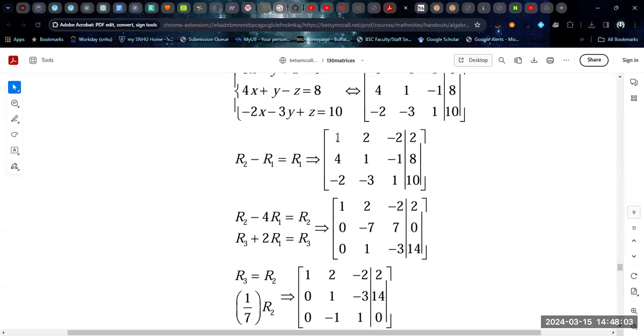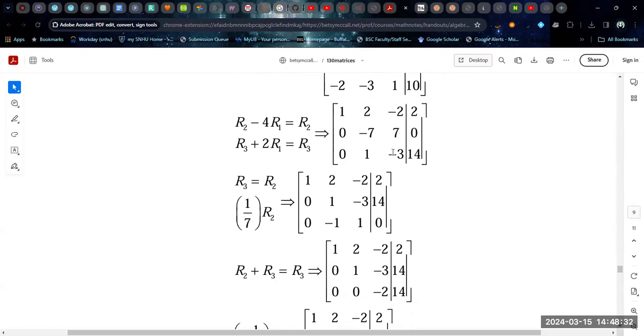And then in the bottom row, I'm multiplying by 2. So 1 times 2 is 2, added to -2 is 0. 2 times 2 is 4, added to -3 is 1. And then here I get 2 times -2 is -4, added to 1 is -3, and 2 times 2 is 4, added to 10, I get 14.